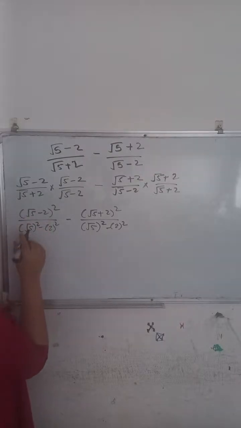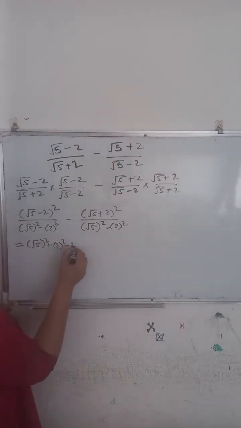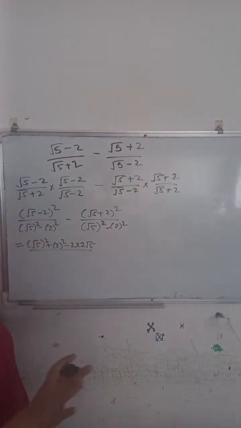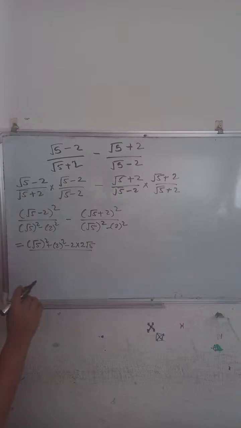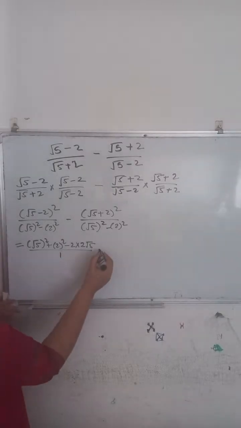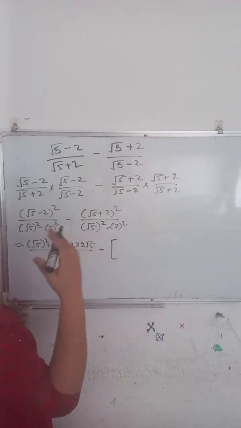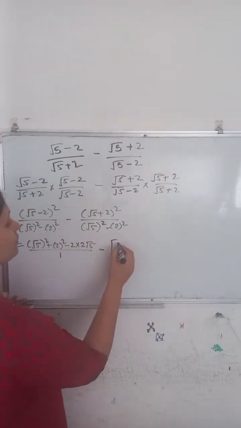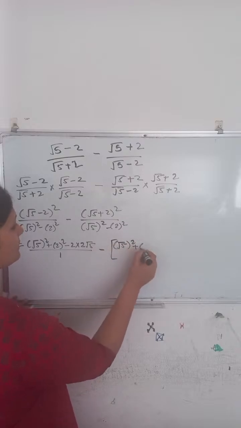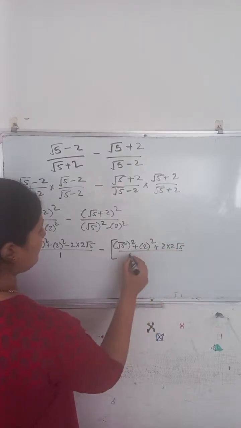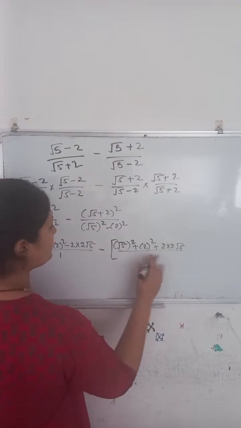Here you can expand this. Root 5 whole square plus 2 square minus 2 into 2 root 5, divided by root 5 square, which is 5, and 2 square, which is 4. 5 minus 4 is 1. Minus, and put the bracket, because with the minus outside, the internal terms change. So root 5 square plus 2 square plus 2 into 2 root 5, divided by 5 minus 4, which is equal to 1.